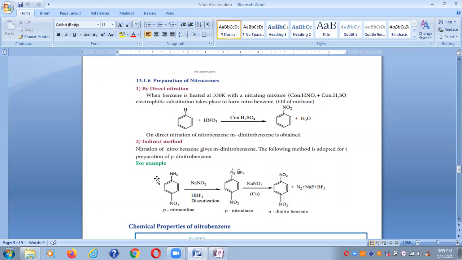And this is another method, the indirect method. So in the indirect method we start with para nitroaniline. Whenever this para nitroaniline is treated with NaNO2, that is sodium nitrite, and HBF4, that is what? Hydrofluoroboric acid. So then what happens? The first step, that is diazotization, takes place. In the next slide we will discuss diazotization.